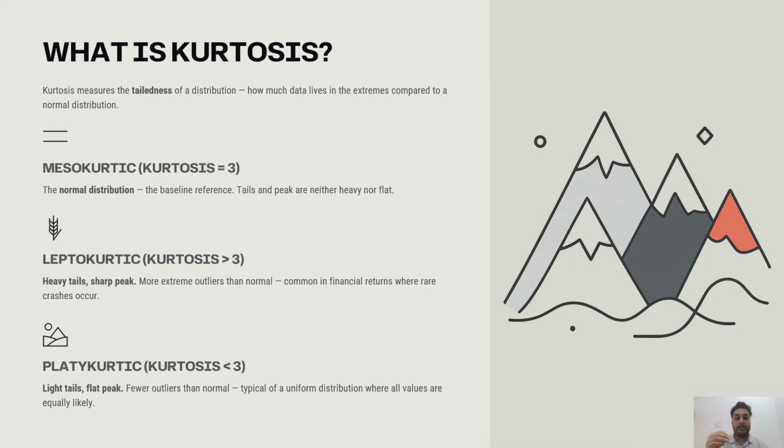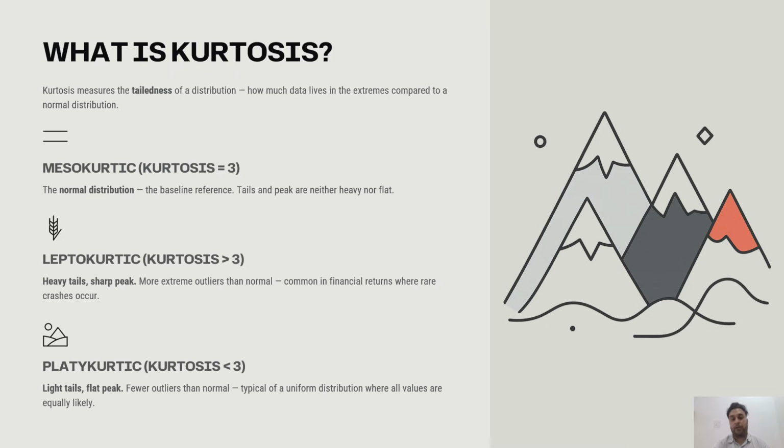Low kurtosis generally means lighter tails. There are three types of kurtosis that we have: Mesokurtic, Leptokurtic, and Platykurtic. If we have a normal distribution, your kurtosis will be equal to 3. Now you might be wondering, why not 0, right?